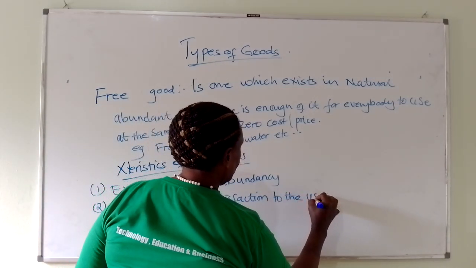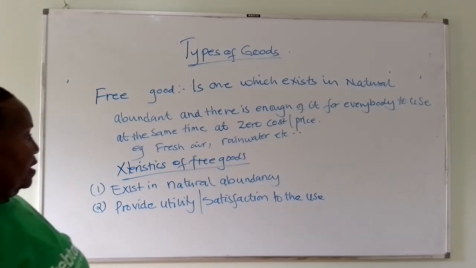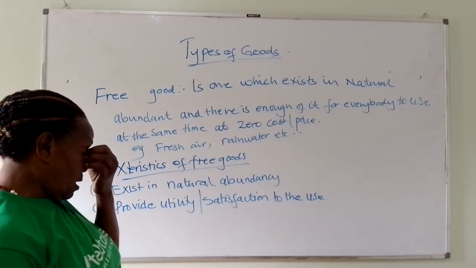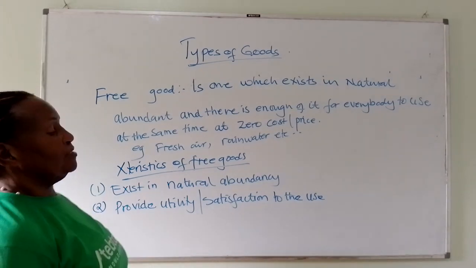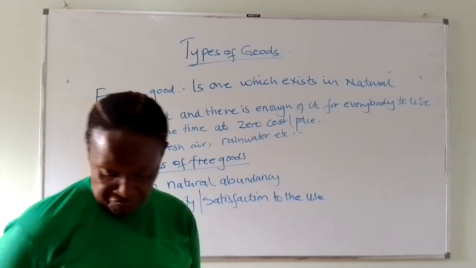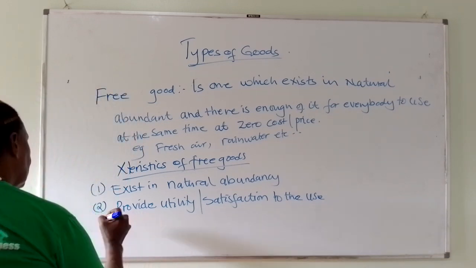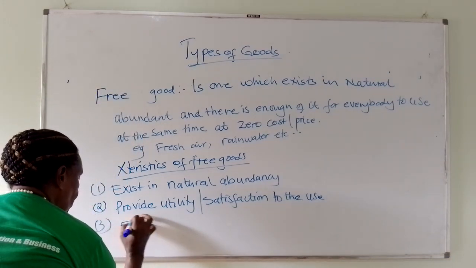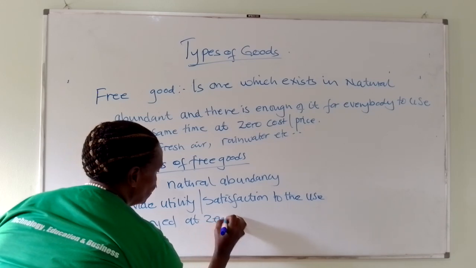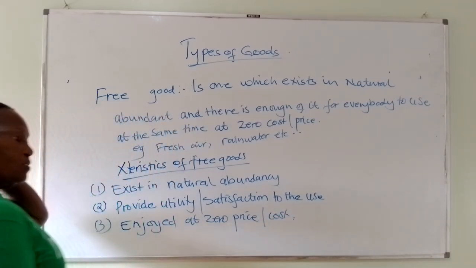The moment you are enjoying sunshine, you get happy. Even some people move away from their countries to come to the tropics and maybe sunbathe because it is free. They only have to pay for their accommodation and maybe transport, but to sit at the beach and enjoy the sun and get that tan, it is free. So we don't pay anything as far as the sunshine is concerned, and they get that kind of satisfaction from it. So they enjoy it at zero price or cost.